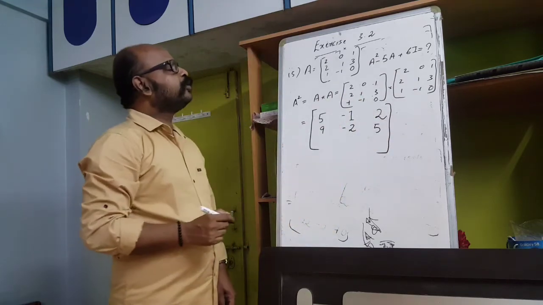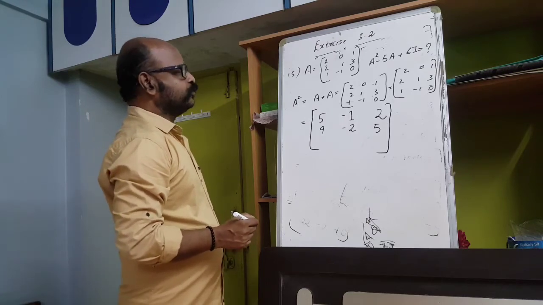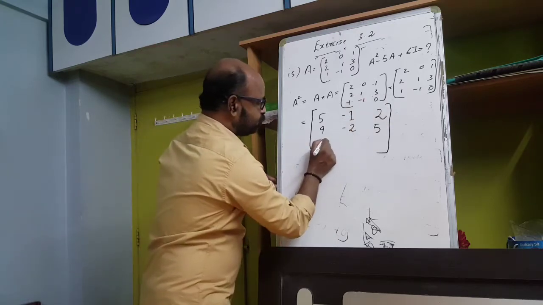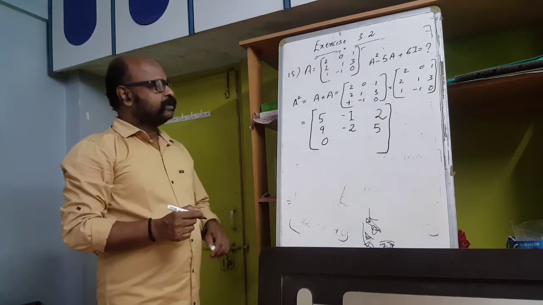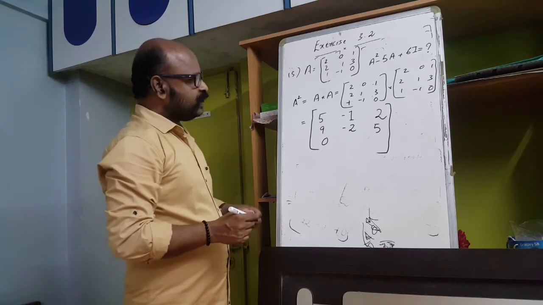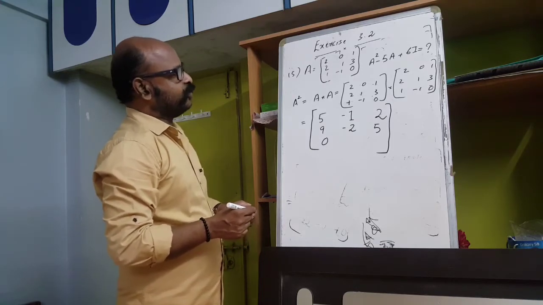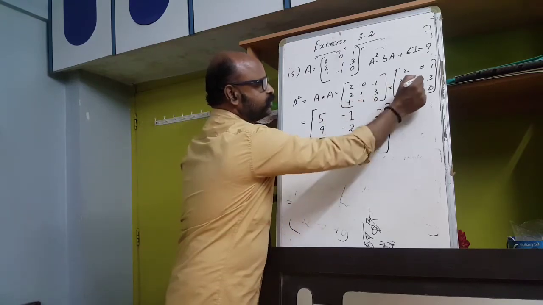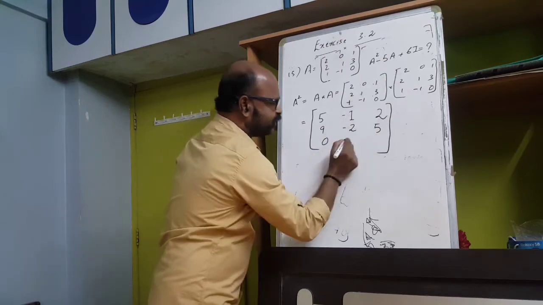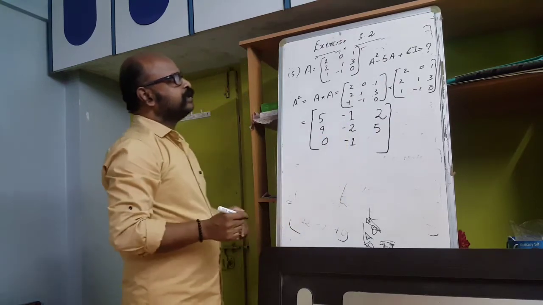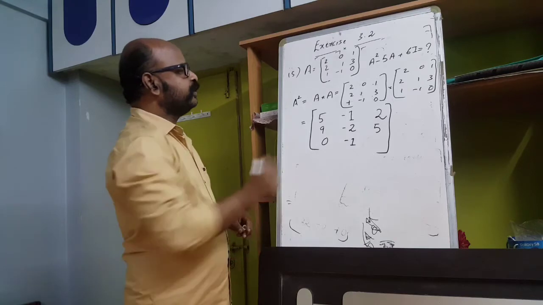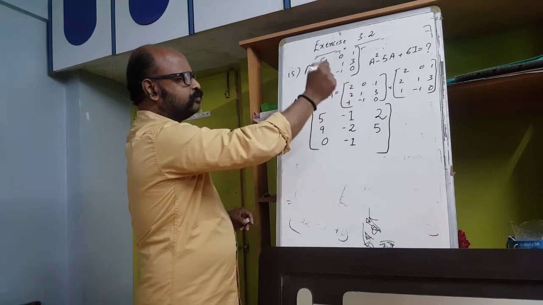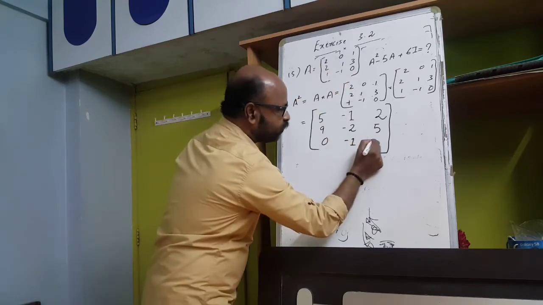Okay, third row into first column, 1 into 2, 2, minus 1 into minus 2, that is 0, then 0 into 1, so that element is going to be 0. Clear? Then third row into second column, 1 into 0, 0, minus 1 into 1, minus 1, 0 into that, so it is going to be that minus 1. Then third row, third column, 1 into 1, 1, minus 1 into 3, minus 3, okay, and next is 0. So 1 minus 3, that is going to be minus 2.